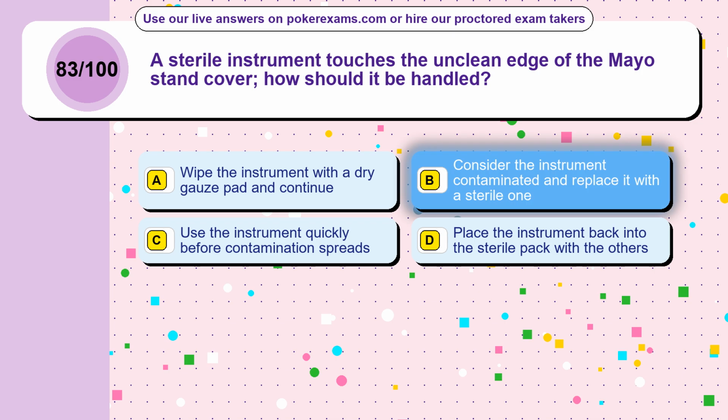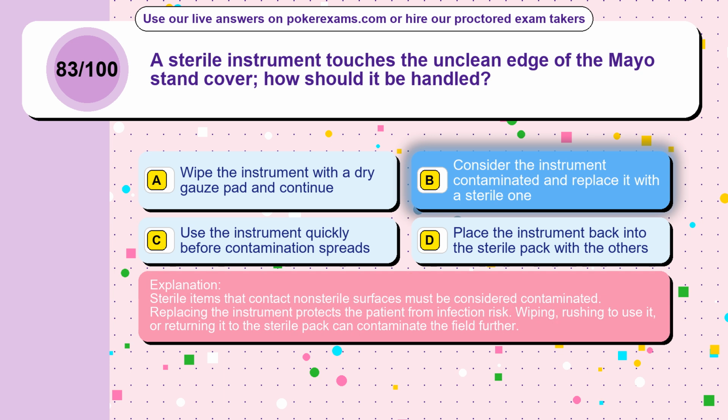The correct answer is option B. Consider the instrument contaminated and replace it with a sterile one. Sterile items that contact non-sterile surfaces must be considered contaminated. Replacing the instrument protects the patient from infection risk. Wiping, rushing to use it, or returning it to the sterile pack can contaminate the field further.